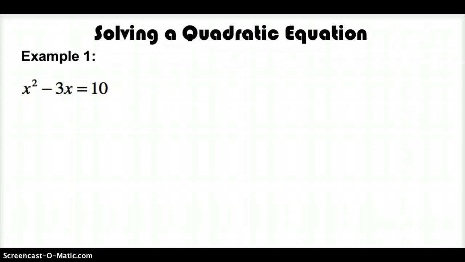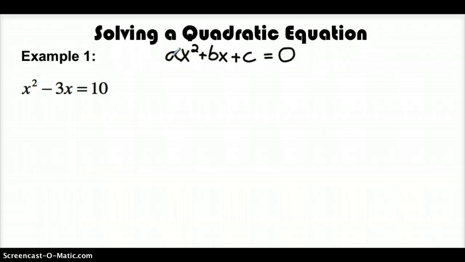So example 1, it says we've got x squared minus 3x equals 10, right? Well, I told you earlier that the standard form of a quadratic expression is ax squared plus bx plus c, okay? Well, standard form of a quadratic equation just has the equals 0, okay? So it's really important that we understand that, okay? This is an entire section of the textbook that I skipped because I'm just going to tell you the summary of it right now, okay?